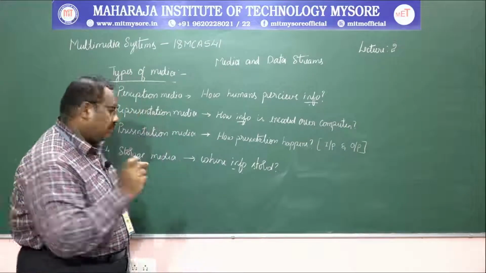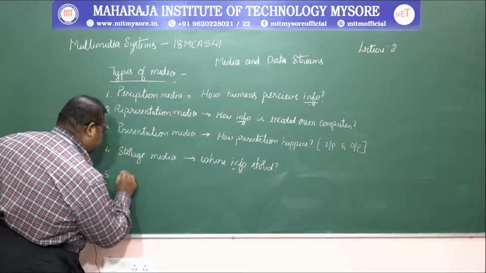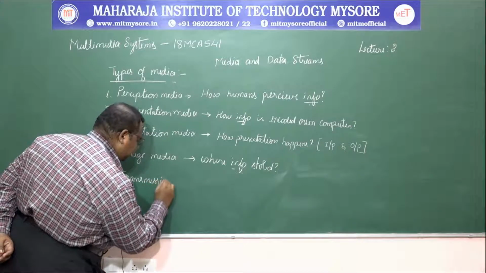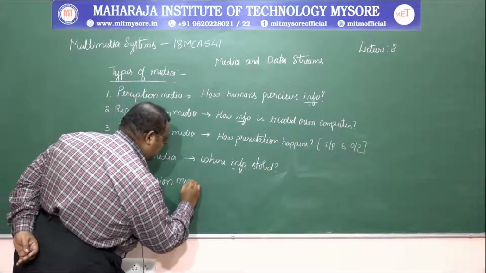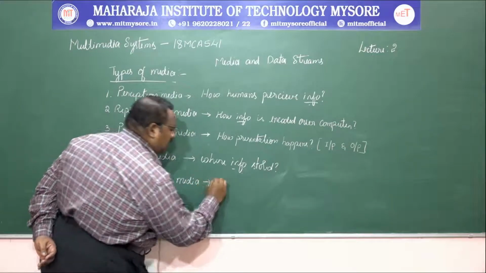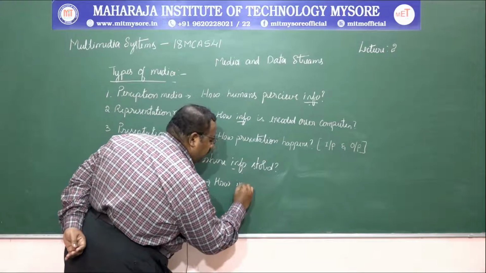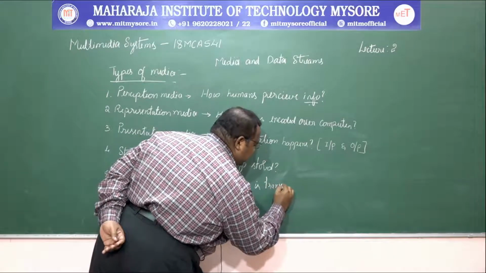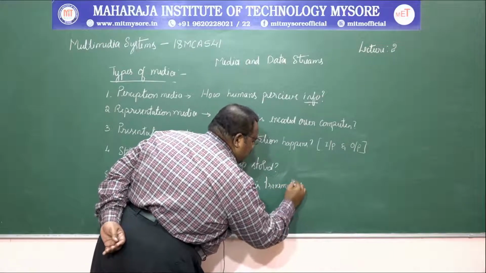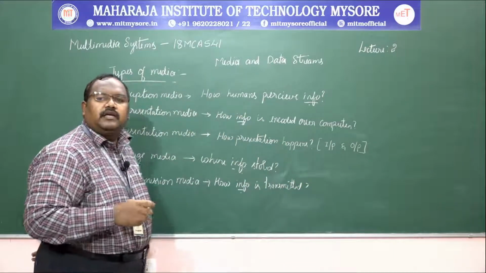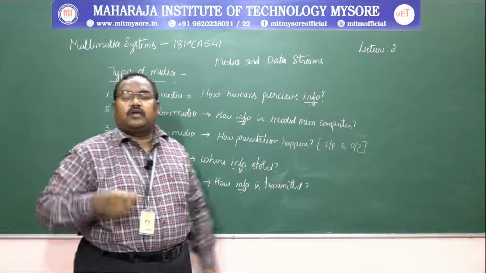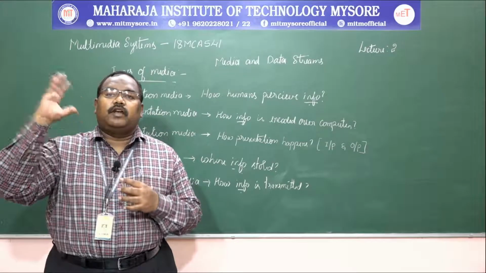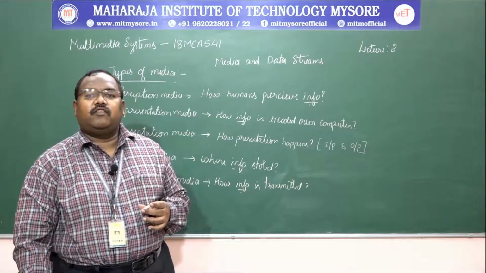Next is transmission media. Here we deal with how information is transmitted. The information is transmitted over coaxial cables, through satellite, and even sometimes through radio frequencies. These are the different kinds of media.